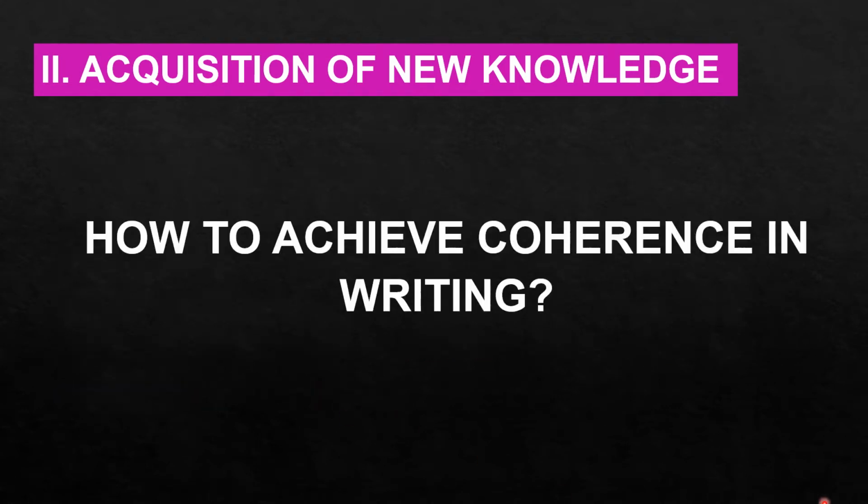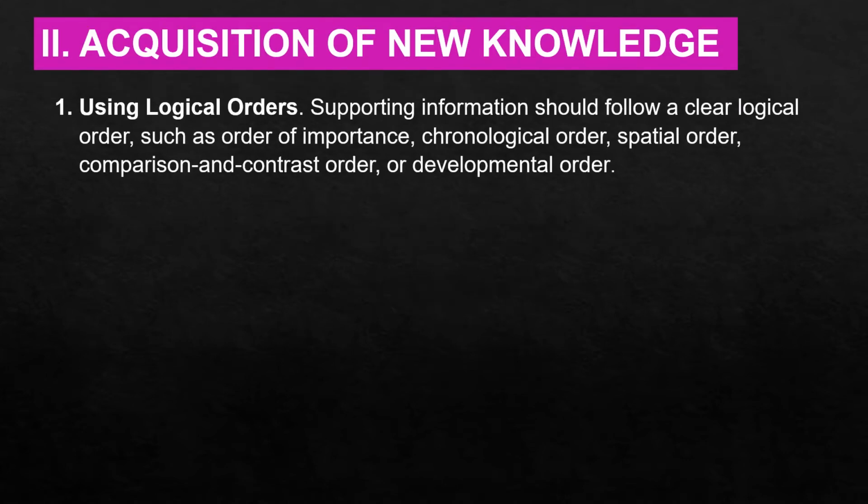How to achieve coherence in writing? The first strategy here is to use logical orders. So this means supporting information should follow a clear logical order such as order of importance, chronological order, spatial order, comparison and contrast order, or developmental order.